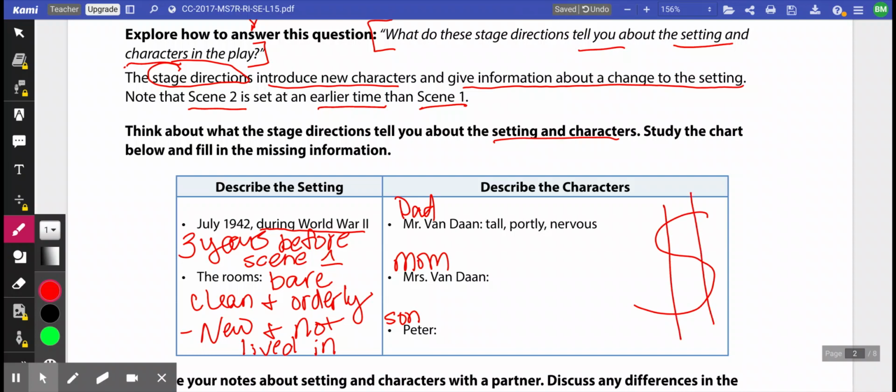They're used to it because he's got the, what we left out. But he's not just tall, portly, and nervous. He's also wearing an expensive cut of clothes. And Mrs. Van Dam, well, he's also in his late 40s.